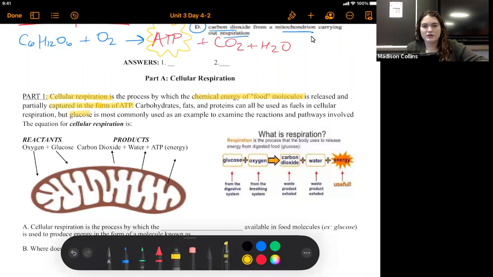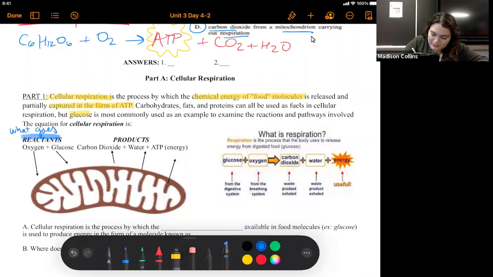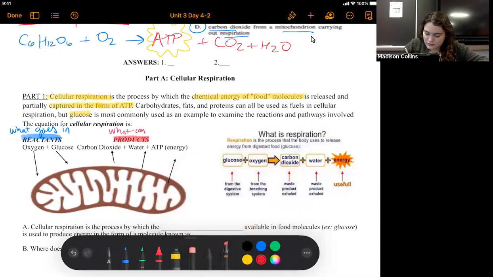So this is the same formula I just wrote for you guys above, but I want us to talk about it one more time. So reactants, whenever we're talking about reactants, we're talking about what goes into a reaction. Okay, so what goes in? And whenever we talk about the products, this is what comes out, what is produced. So in cellular respiration, we have 2 reactants. 2 molecules go into that mitochondria, and those 2 reactants are oxygen, or O2, and glucose, which we know is C6H12O6. Okay, so we have to have oxygen and glucose go into the mitochondria to start cellular respiration.